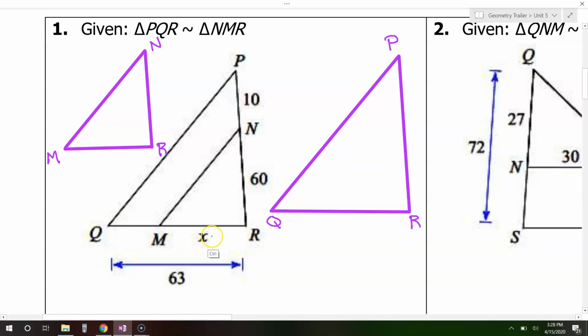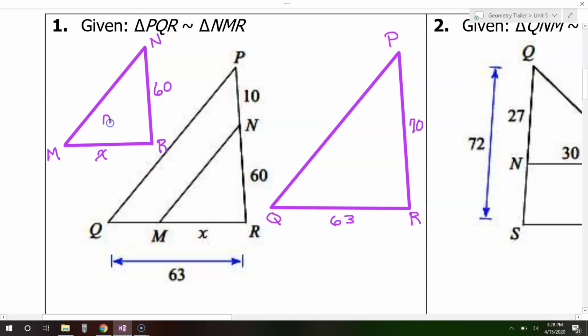Now let's find some lengths. For the smaller triangle, I have X right here, and this side is 60. Okay, that's all I know. Now for the larger triangle, QR, we're told by this arrow that QR is 63. Now what about PR? Well, PR is the 10 and the 60, so that's a total of 70. So for the rest of the problem, I'm really going to look at the two triangles that I have drawn separately.